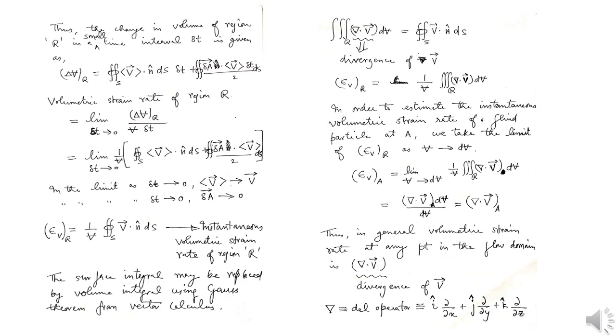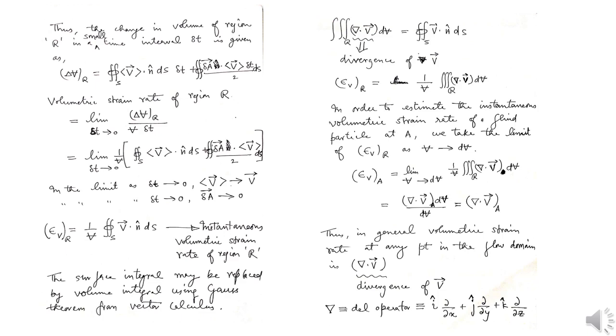So the volumetric strain rate epsilon V for the region R turns out as 1 over the original volume V, and by original I mean the instantaneous volume V of this region R.